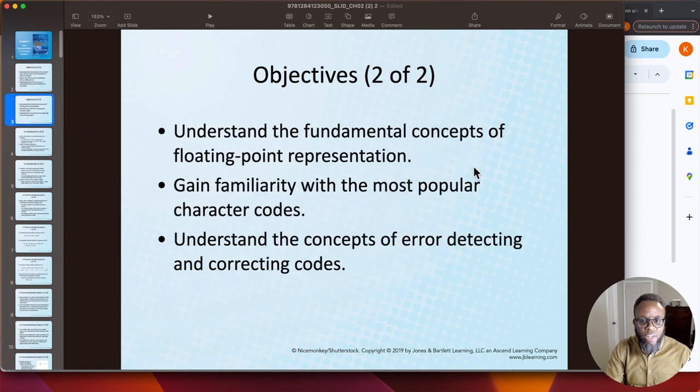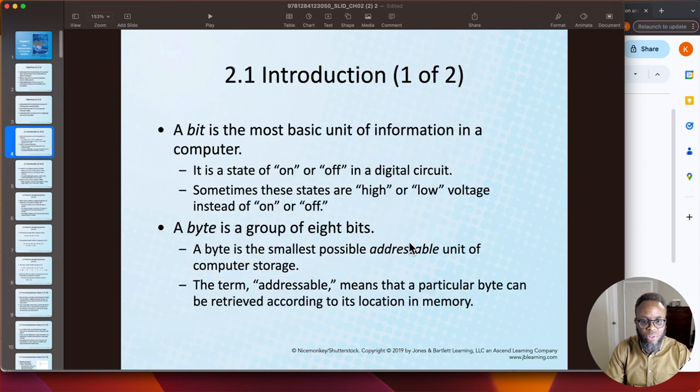We're going to be understanding the fundamental concepts of floating point representation. I think this is a very interesting subject. We're going to talk about some character codes and error checking codes.